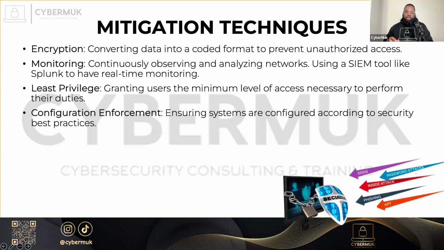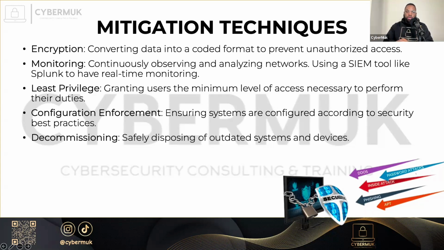Configuration enforcement. Ensure that systems are configured according to security best practices. So if you have to have multi-factor authentication, implement that. If you need minimum password requirements or complexity, implement that. Make sure they're configured according to best practices. Decommissioning is safely disposing outdated systems and devices. So when you're finished using a system or a device, don't just abandon it, but take the proper measure to get rid of that because it could still be an entry point into the network.